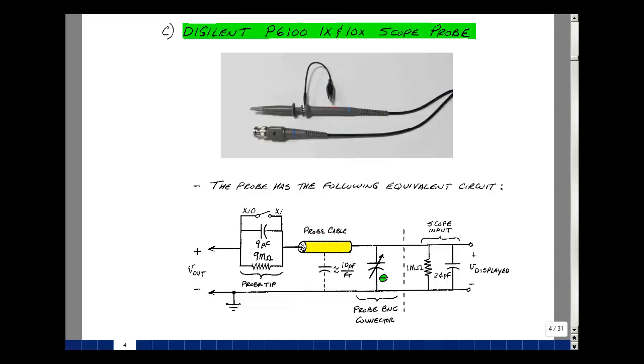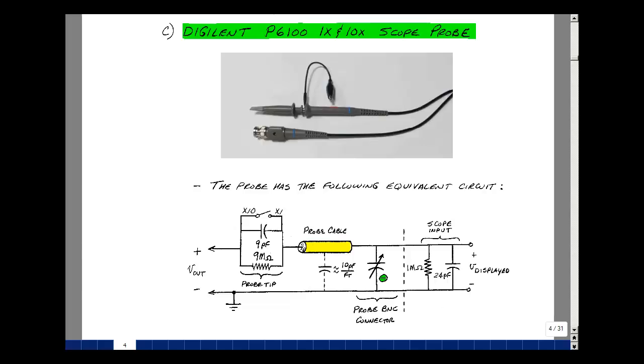Now when you put the scope probe in the ×1 position, it just shorts this out, and all you see then is the capacitance of the cable, really added to the capacitance of this variable capacitor, and then the input capacitance of the scope. So we effectively create a higher input capacitance than we had without the probe.